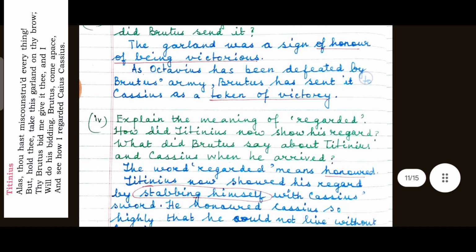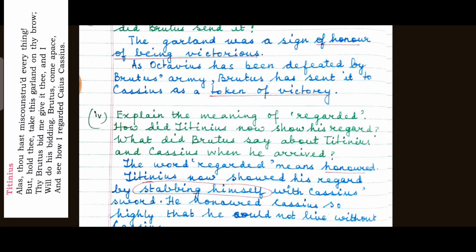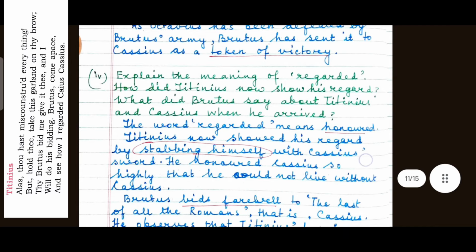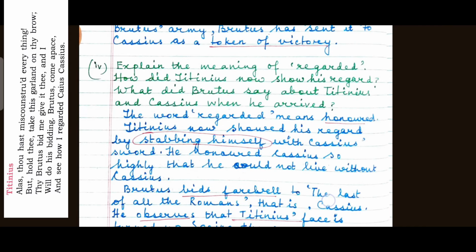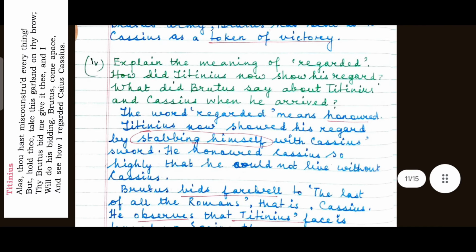Explain the meaning of regarded. The word regarded means honored. How did Titinius show his regard now? Titinius now showed his regard by stabbing himself with Cassius's sword. He honored Cassius so highly that he could not live without Cassius.